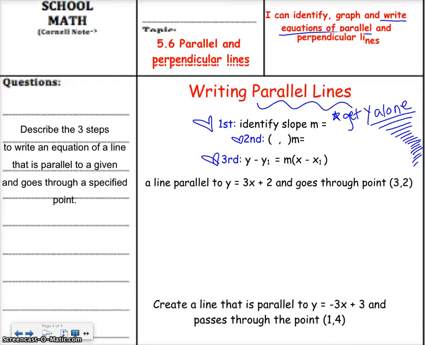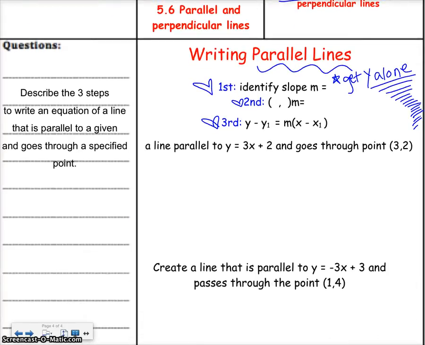So let's just apply this. Let's create an equation of a line that's parallel to y equals 3x plus 2, and it goes through the point (3, 2). What I want you to recognize is it's parallel to this given line. That means it's not that given line, because parallel lines increase at the same rate or have the same slope. They are not the same line. A same line would look like right on top of it. It would be the same equation, but it's not. It's parallel, which means that it has a different y-intercept.